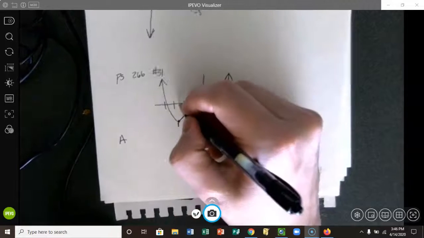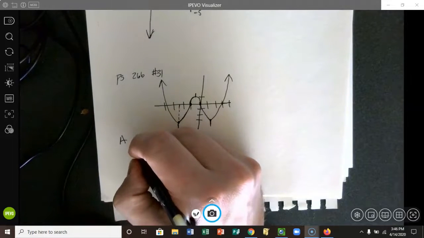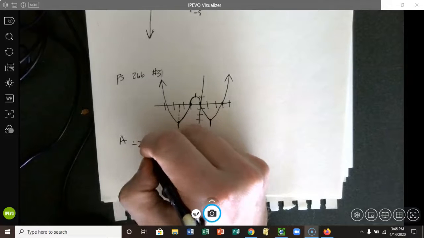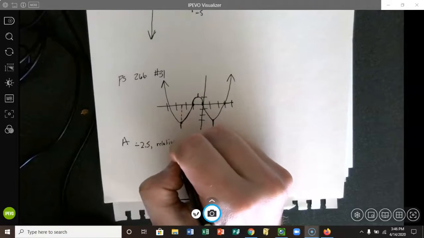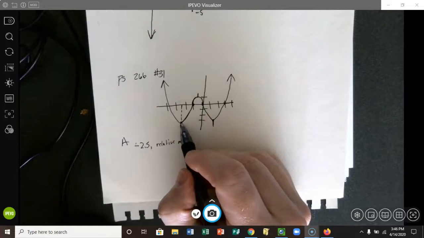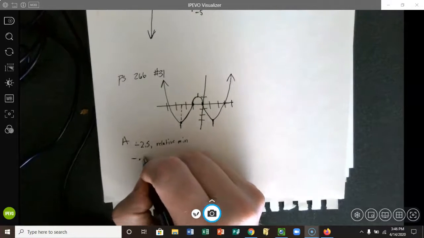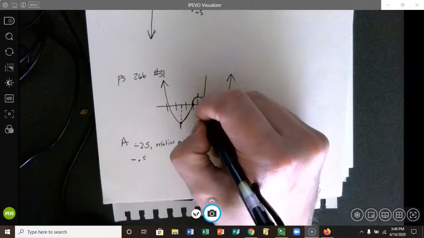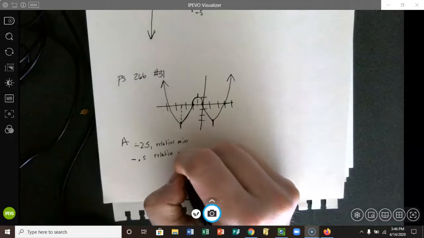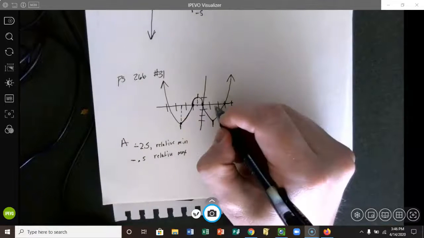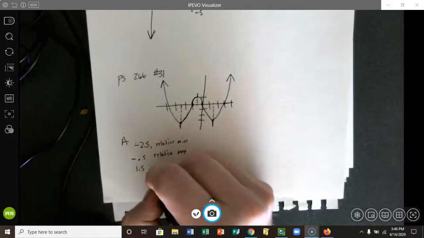So we can draw a little line, and that looks like we're going to have at a negative 2.5 a relative min. And we can say it's a relative min because this point is lower than the points around it. And at negative 0.5 for this one here is a relative max. And then it looks like we have another relative min at 1.5.